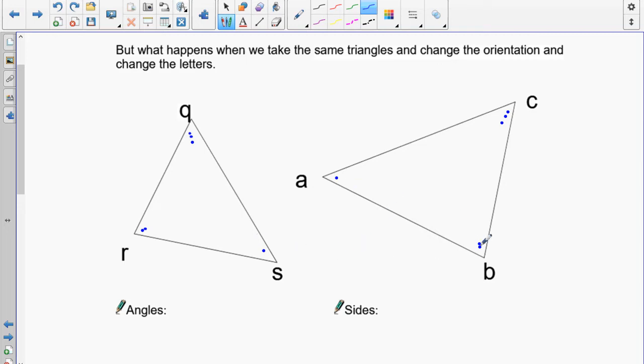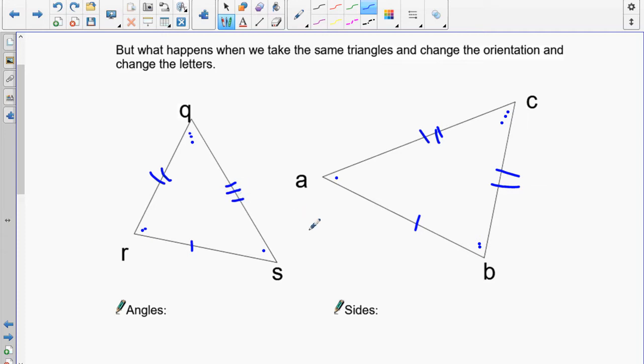So 1 to a 2 is that side, and 1 to a 2 is that side. So RS is equal to AB. 2, 3, and 2, 3, that means that RQ is equal to BC. And of course, the third one is the one that's left.